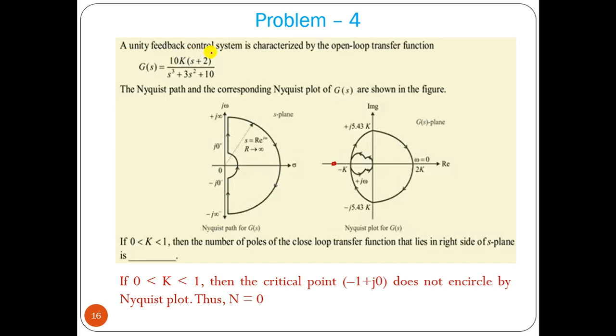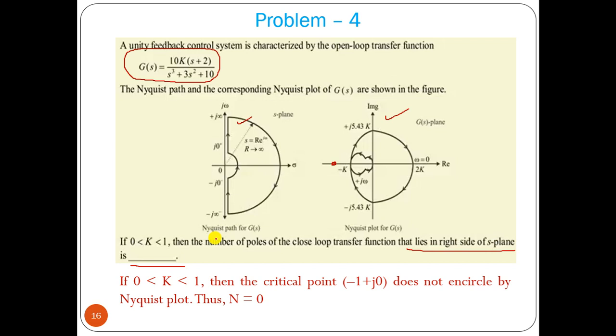A unity feedback control system is characterized by an open loop transfer function. Now the Nyquist path and the corresponding Nyquist plot, so this is your Nyquist contour and this is your Nyquist plot, are shown. If k value is between 0 to 1, then the number of poles of the closed loop transfer function that lie in the right half of the S plane is what? We have to find out.